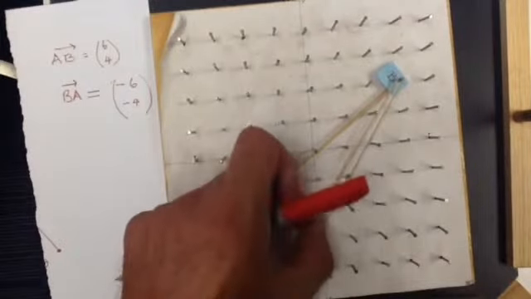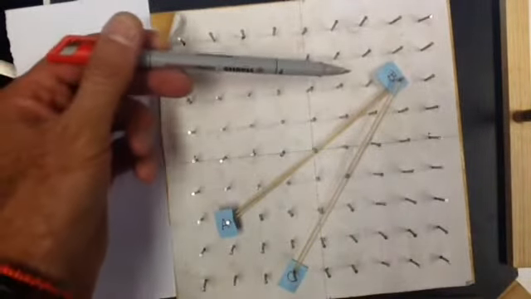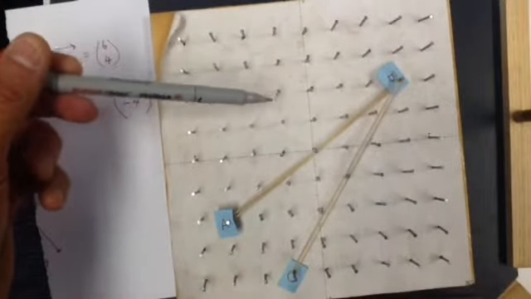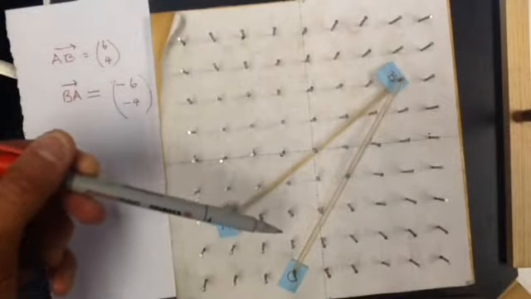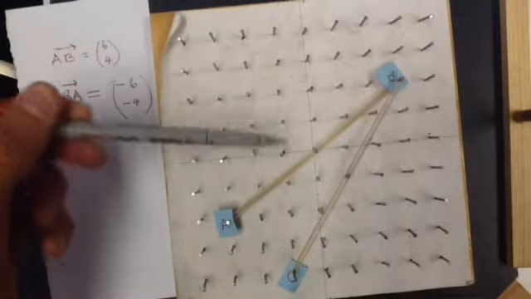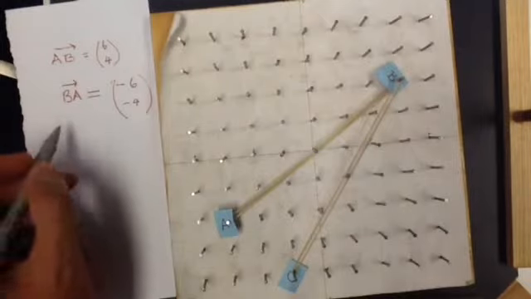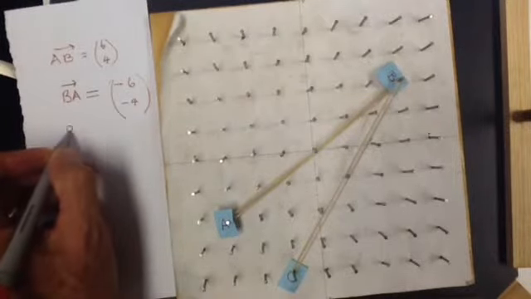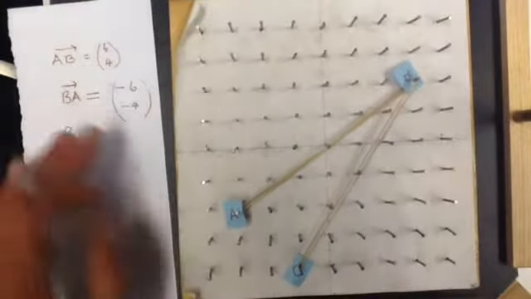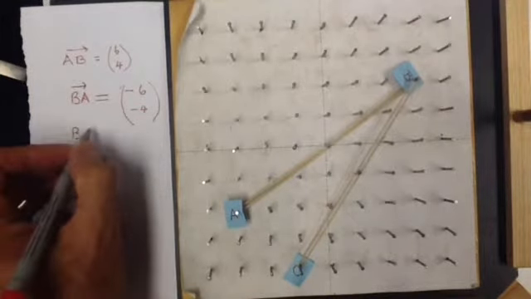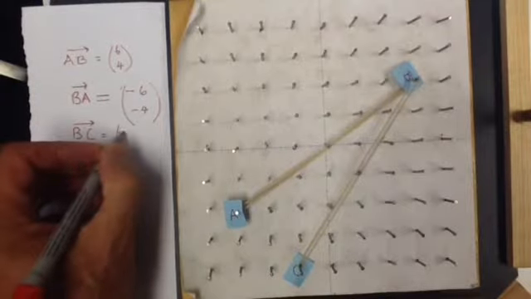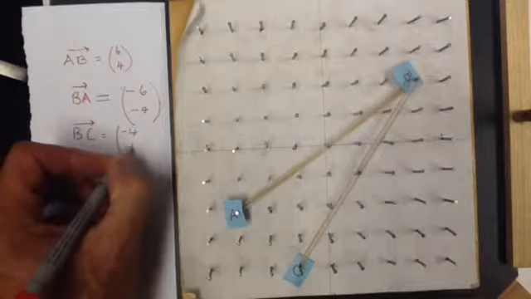Well, okay, so now the vector from B to C is 1, 2, 3, 4, -4. 1, 2, 3, 4, 5, 6. So this is the vector from B to C. So BC, there we go, BC will be the vector -4, -6.